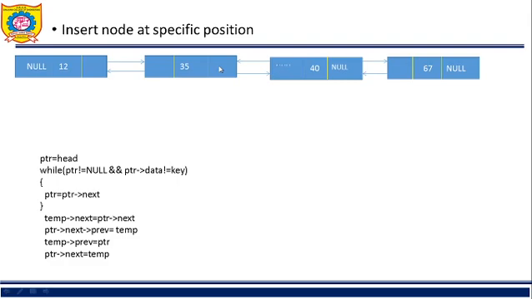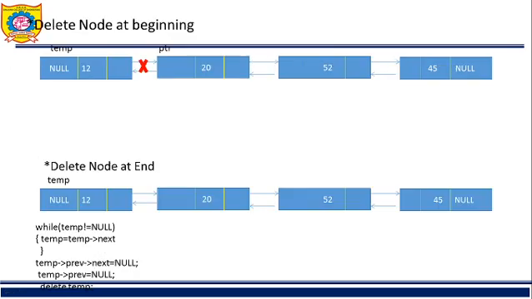The next is deleting a node at the beginning. Again there are three positions where we can delete a node: beginning, end and specific. If you want to delete the node at the beginning, the node to be deleted, see here, we have to first free all the references used by that node. Again we have to free the references that are used by another node.